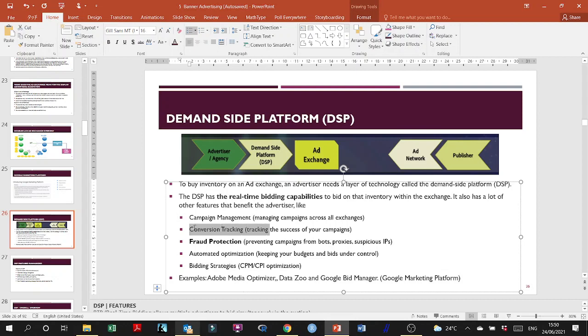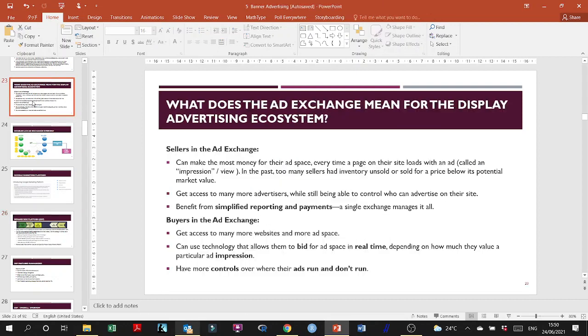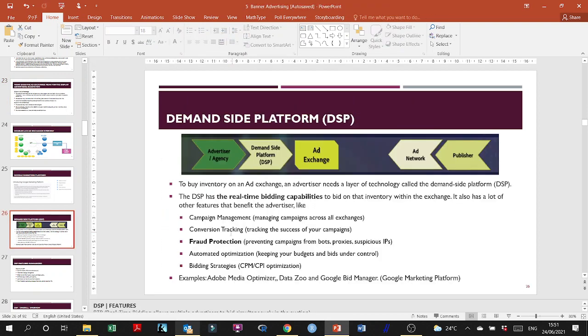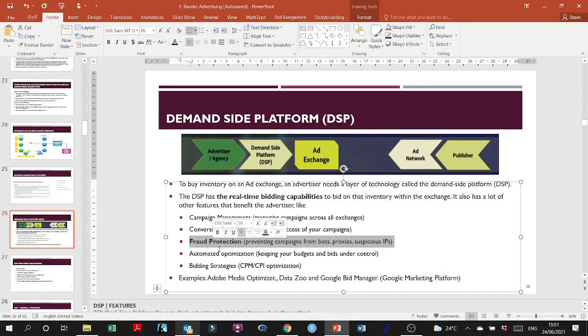The conversion tracking, we talked about it with the UTM technology used. Campaign management and different reporting also mentioned for the seller. And then the fraud detection, protection is very important here.